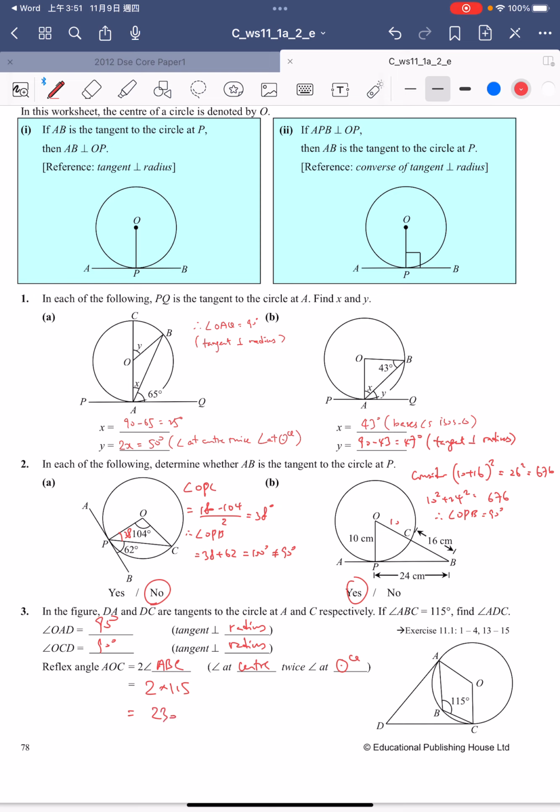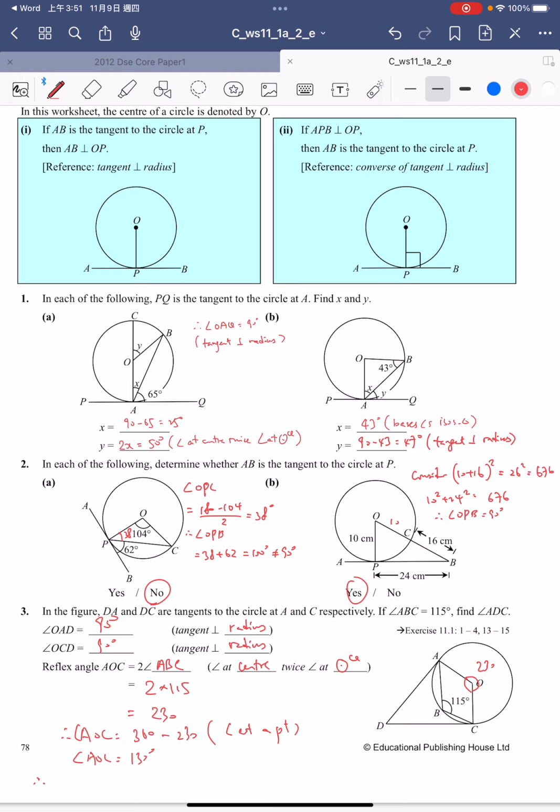So now we get this is equal to 230, which means that the angle AOC is equal to 360 minus 230 by using the angles at a point. So giving you the angle AOC is equal to 130.